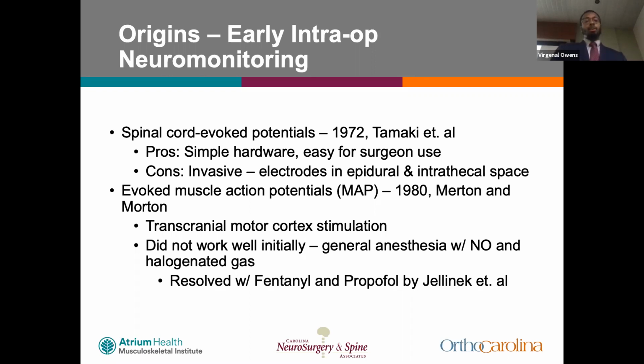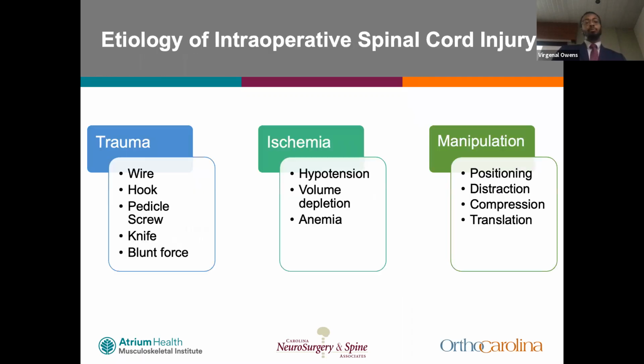In 1980, Merton and Morton looked at muscle action potentials, and this was really one of the phase changes in neuromonitoring, where they looked at transcranial motor cortex stimulation and found it to be very effective. It didn't work initially because what they found is that general anesthesia, specifically with nitrous oxide and halogenated gas, severely reduced the signal that you could get. But this was resolved with IV anesthesia with fentanyl and propofol by Jelinek et al.